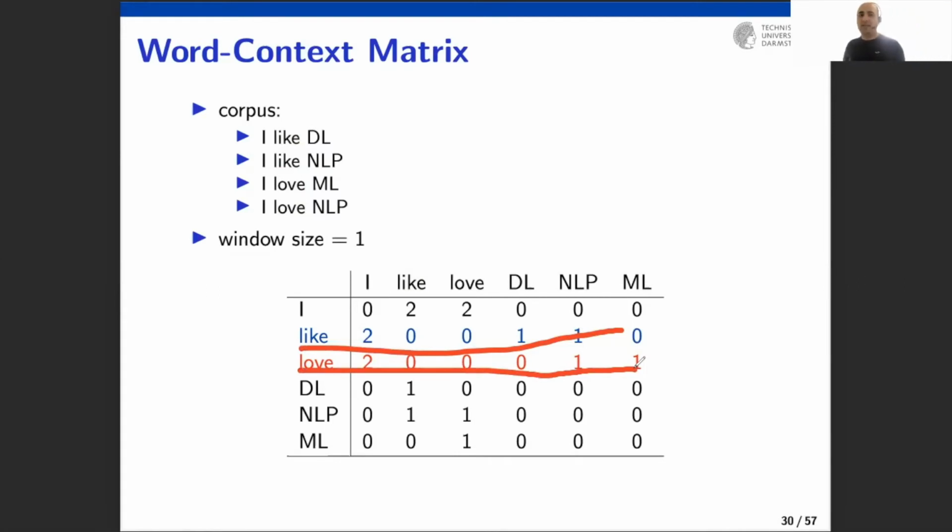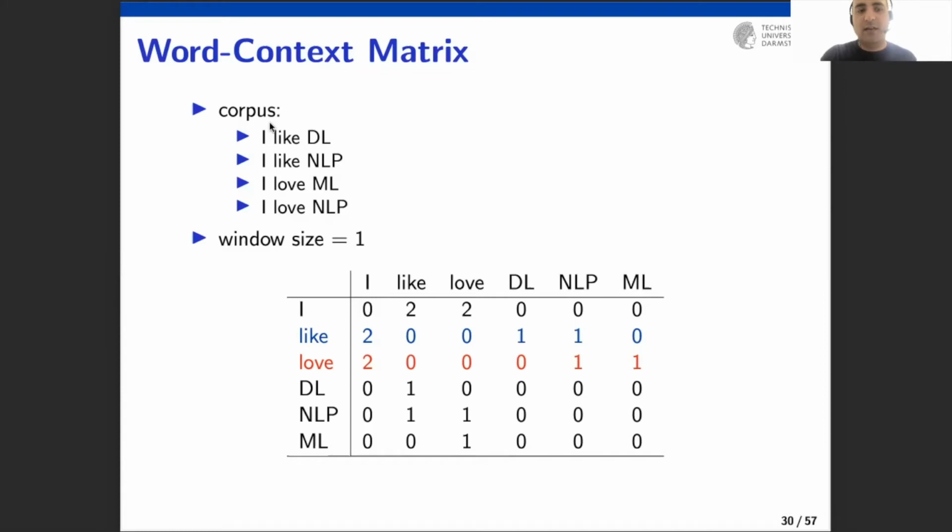So meaning that the representation of unlike and love will get close to each other after some time. And why is it happening? It's happening because of the distributional hypothesis. In the distributional hypothesis, we are saying that words that occur in a similar context usually have similar meaning.